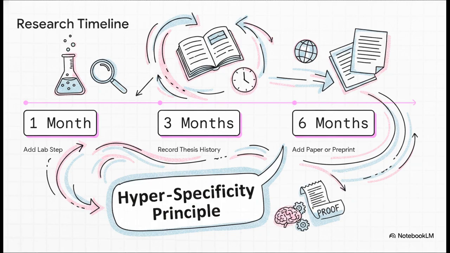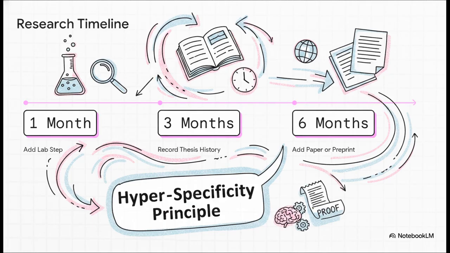Consider this timeline. 1 month, add a lab step. 3 months, record thesis history. 6 months, add a paper or preprint. By dynamically adding your research projects over time in this structured way, you utilize the hyper-specificity principle.